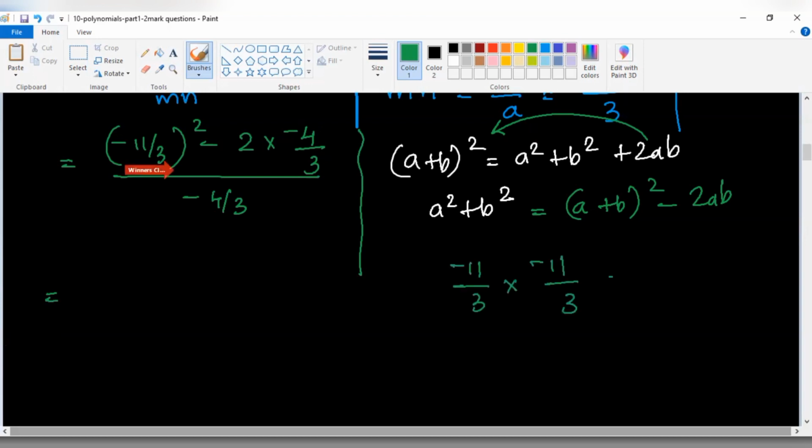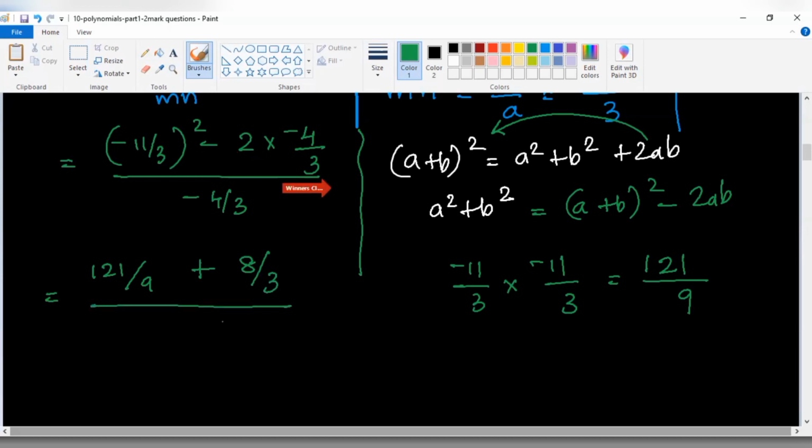See, when we multiply a negative number 2 times, or when we take the square of a negative number, the final answer should be a positive number, right? So 11 square is 121 and 3 square is 9. So it is 121 by 9. And see the next term, minus minus. Two negatives are coming together, so it will become plus. Plus 8 by 3. 2 into 4 became 8 and 3 is over here. And we have to divide it by minus 4 by 3.